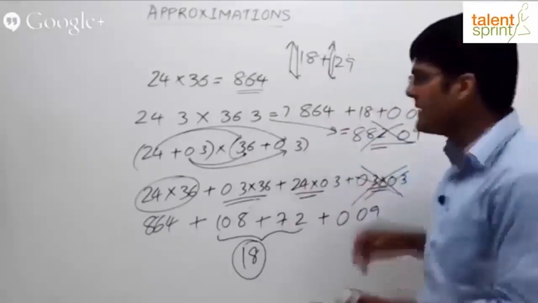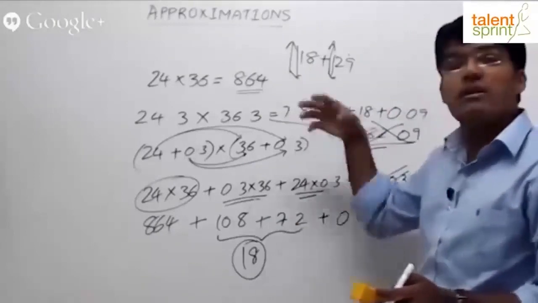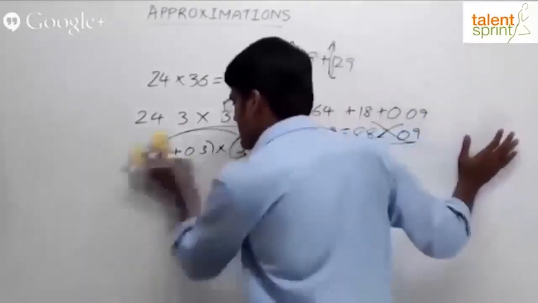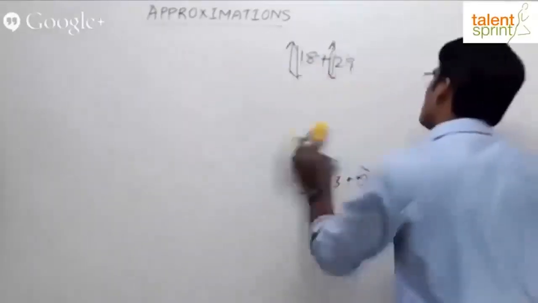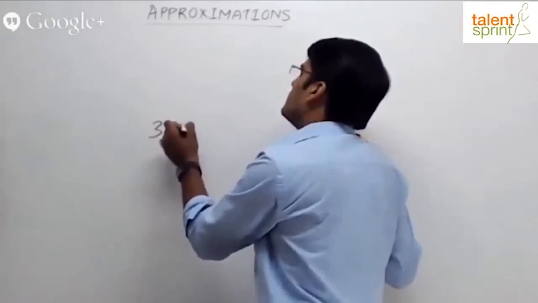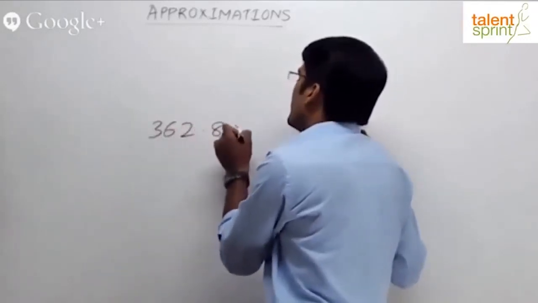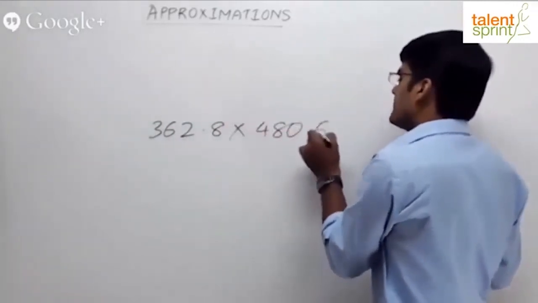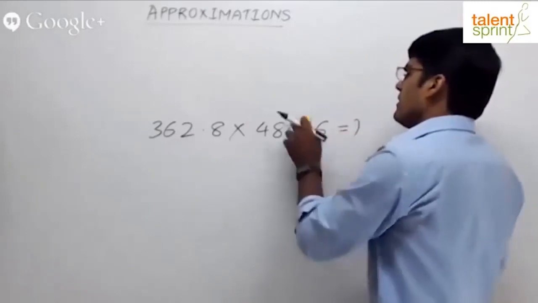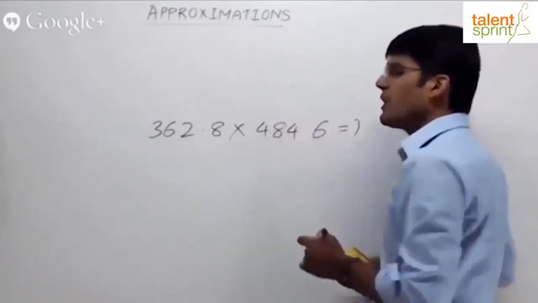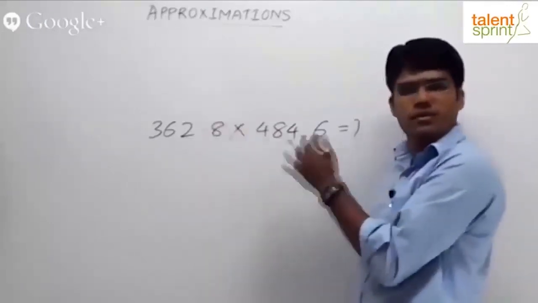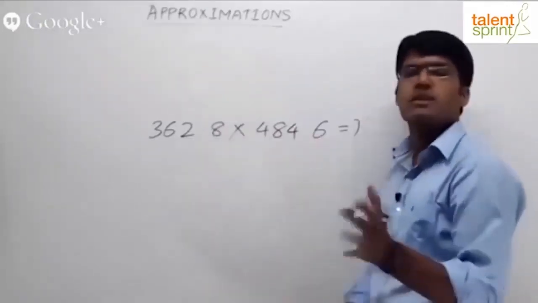Let's now take some examples. This is important: how much away are you moving from the exact answer? I'll take one more example of multiplication, because this actually gives a lot of difference. 362.8 into 484.6 equals what? We'll not do the exact calculation. Approximately, 362 into 484. Check the options, and if there's only one option in that range, you can mark the answer.